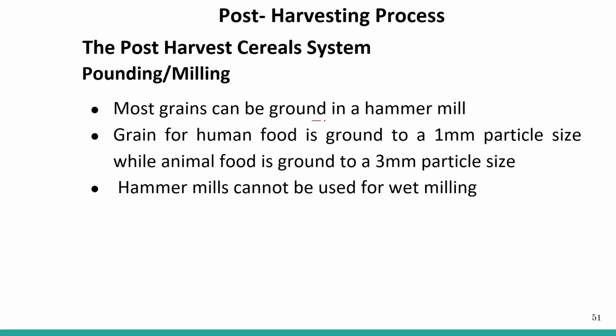Most grains can be ground in a hammer mill, and the grain for human food is ground to 1 millimeter particle size, while the animal food is ground to 3 millimeter particle size. So this is the particle size which we maintain in our grinding machine, basically for the hammer mill. The hammer mill cannot be used for wet milling, so it is used only for dry milling.